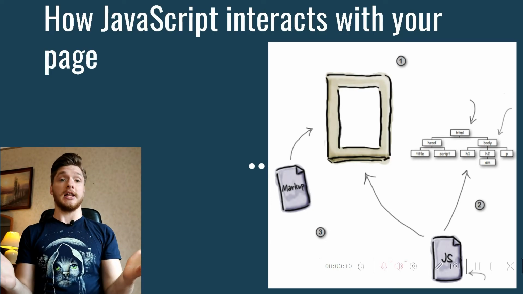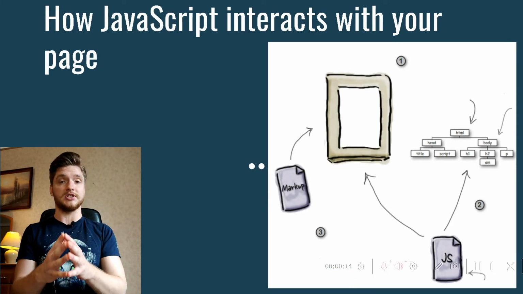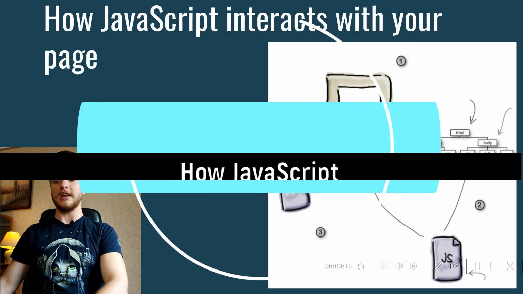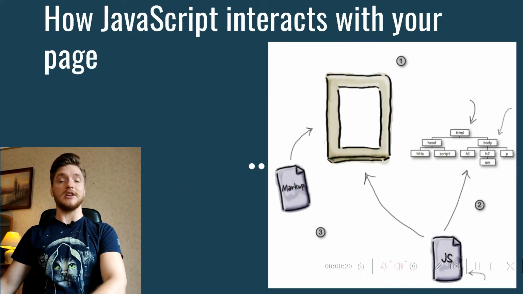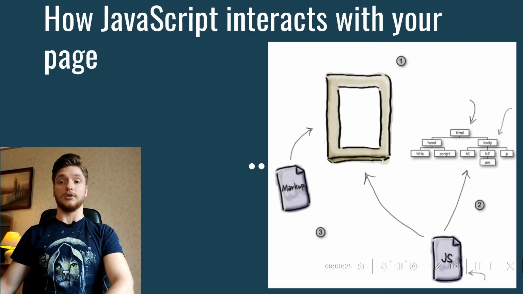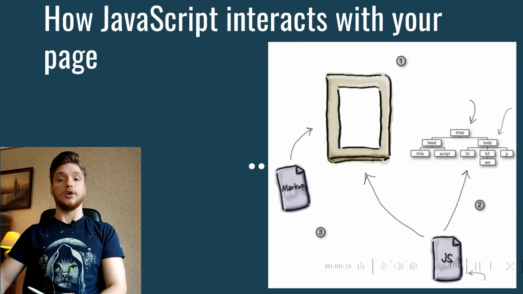It's about HTML and JavaScript, and we'll talk about how JavaScript interacts with your page. Okay, let's go talk about this. JavaScript and HTML are two different things. HTML is markup and JavaScript is code. So how do you get JavaScript to interact with the markup in your page? You use the document object model.